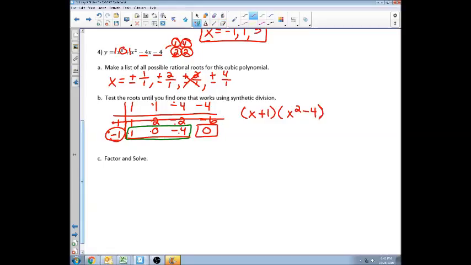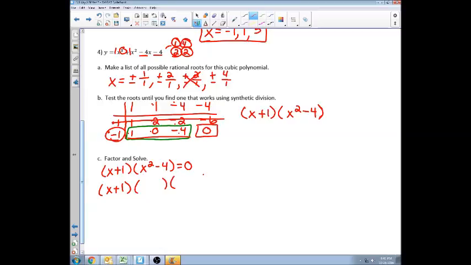Now for part C, I need to factor and solve. So I bring down my x plus 1 times x squared minus 4, all that's equal to 0. Now, can I factor x plus 1? No, I can't. Can I factor x squared minus 4? This is some review. It is the difference of two squares, so yes, I can.